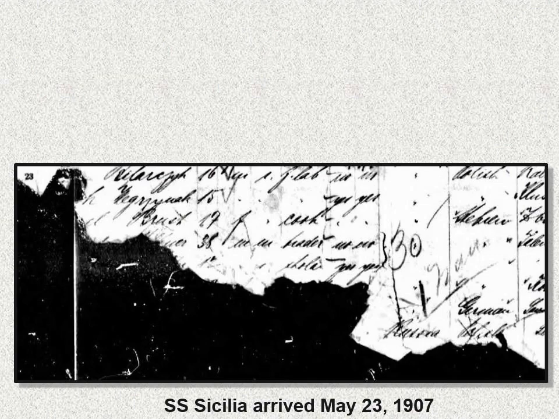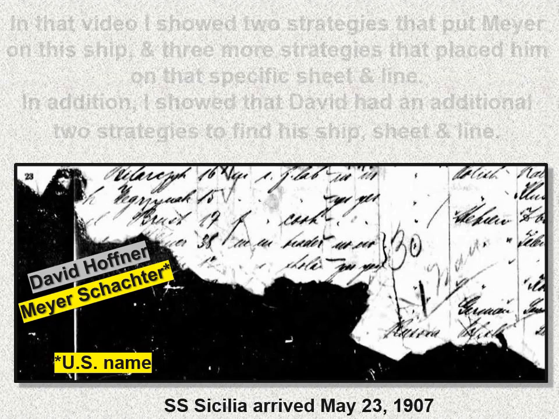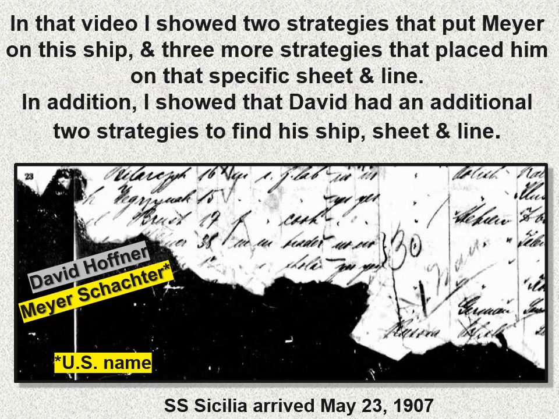So that previous YouTube video concentrated on the SS Cecilia arriving May 23, 1907. You can see that this manifest is degraded, it's damaged. There's a 38-year-old there, David Hoffner, and a 12-year-old Meyer Schachter. And in that video, I showed 2 strategies that put Meyer on this ship and 3 more strategies that placed him on that specific sheet and line. In addition, I showed that David had an additional 2 strategies to find his ship, sheet, and line.